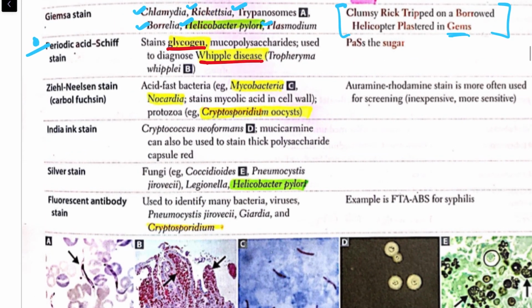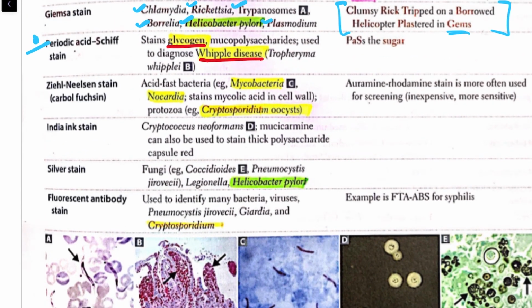Next is Ziehl-Neelsen stain, right? And it stains acid fast bacteria like mycobacterium, right? And nocardia, because it has mycolic acid in its cell wall. Also, it is used for staining protozoa. So here we can see Ziehl-Neelsen stain staining the mycobacterium.